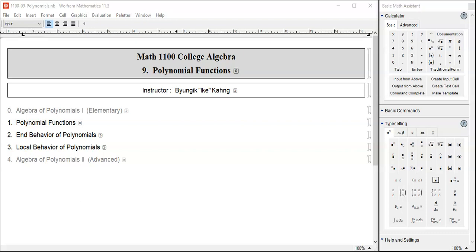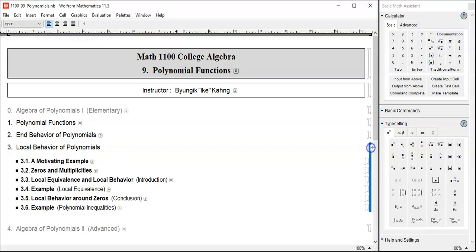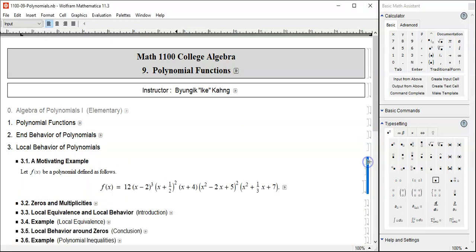Hello students, welcome back. We just completed the end behavior. Now let's go to the local behavior. Here's a motivating example. It's a complicated polynomial, but please note that this polynomial has 3 zeros.